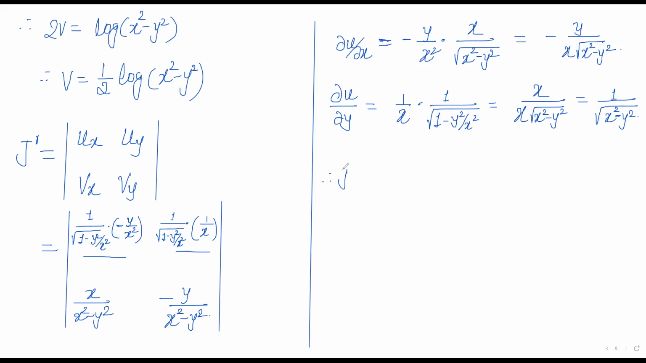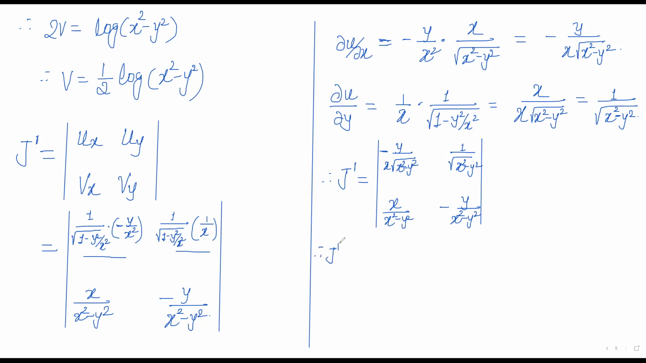Therefore, j dash is equal to... once again I will put those values in this determinant. So first value, minus y divided by x into square root of x square minus y square, and here it is 1 divided by square root of x square minus y square. Next, x upon x square minus y square, and minus y upon x square minus y square.